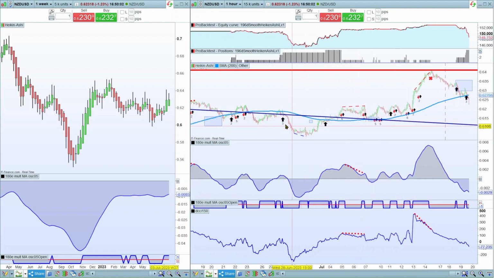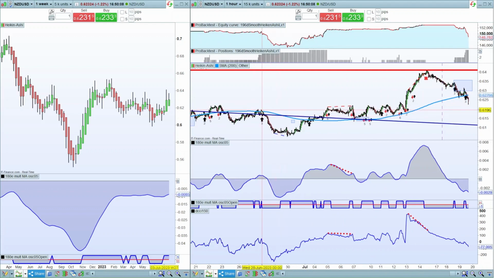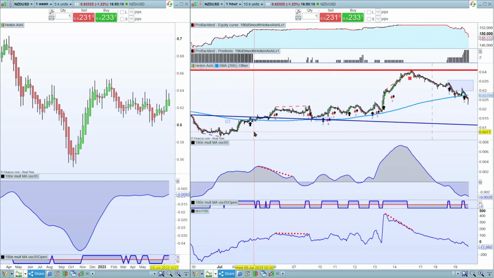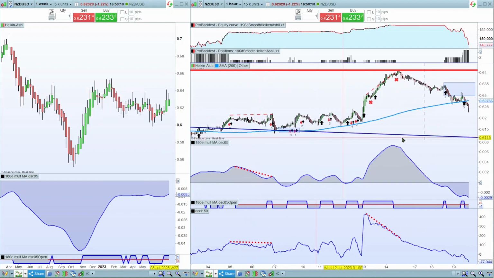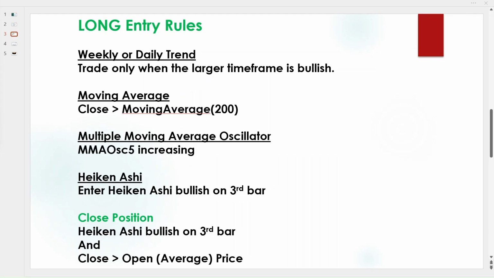Okay, I'll zoom out a bit. We don't go long. It shows long there, but that's because that spiked above the moving average. So you've got to be careful of that. I'll talk about why it's using that as well. So we only go long when the close is greater than the moving average.